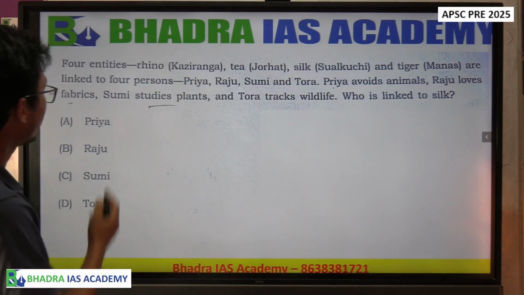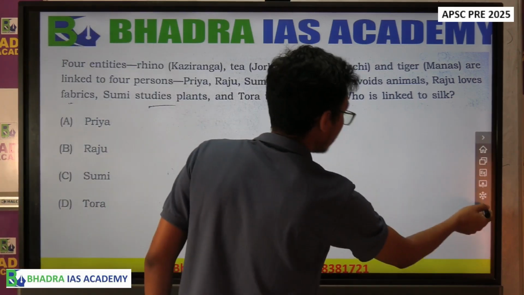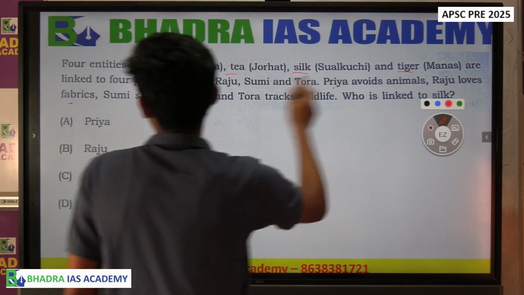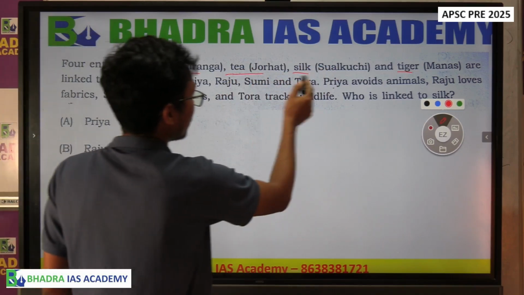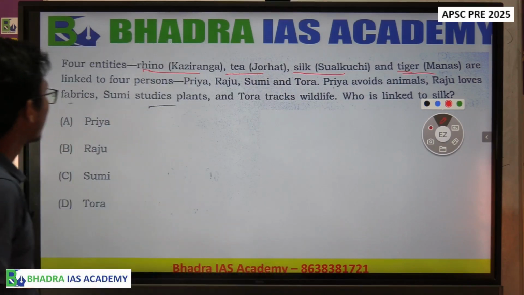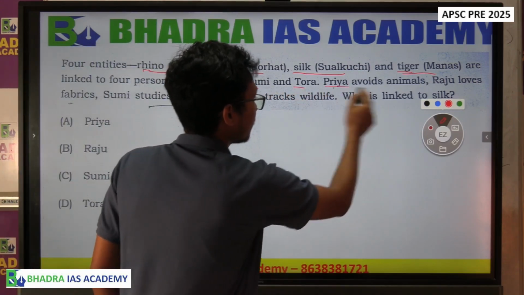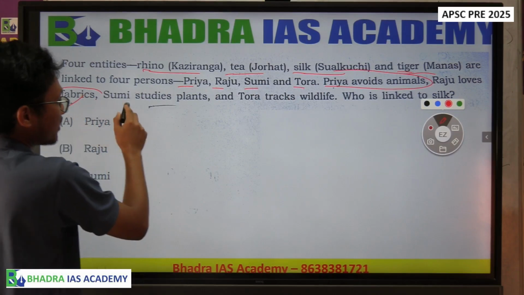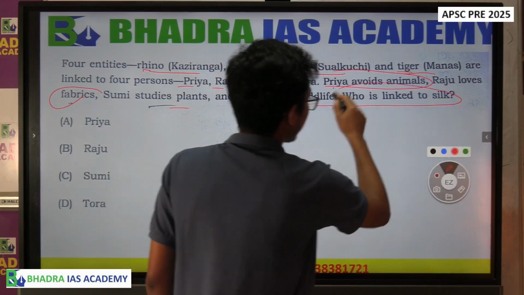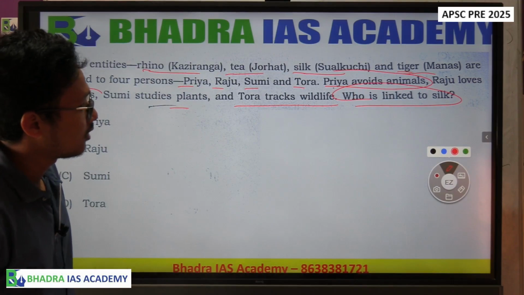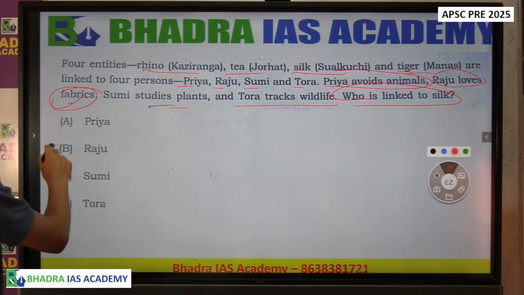Next question: what is the 4 entries rhino? It is Kaziranga. Rhino, silk, tiger. Okay, rhino, tiger, silk are linked: Kaziranga is linked with rhino, Jorhat, Sualkuchi and Manas. They are linked to 4 persons: Priya, Raju, Sumi and Tora. Priya avoids animals, Raju loves fabrics, Sumi studies plants and Tora tracks wildlife. Who is linked to silk? Raju is directly said to love fabrics, so the answer will be Raju.